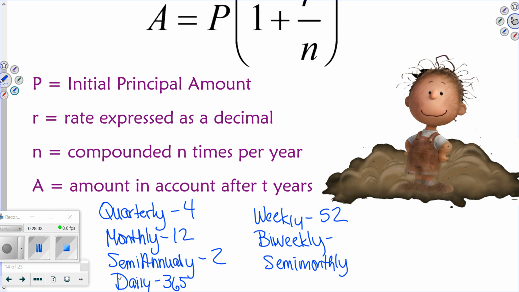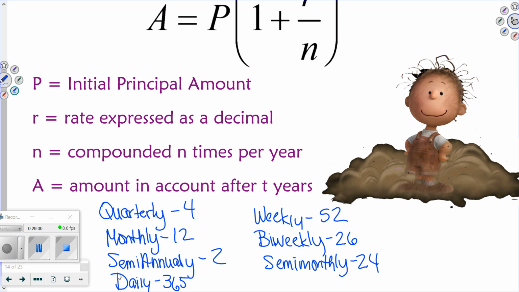So bi-weekly. Every 2 weeks is bi-weekly. Every 2 weeks would be how many times a year? 26. If there's 52 weeks and it's every other week, it's 26 times a year. But then semi-monthly would be twice a month. That's the one that's 24.